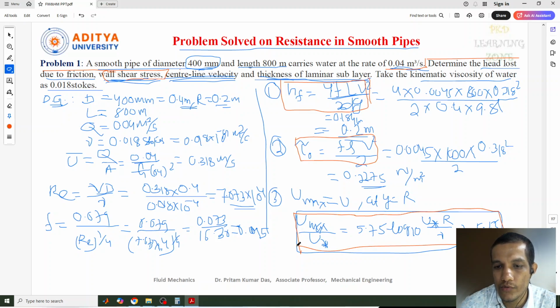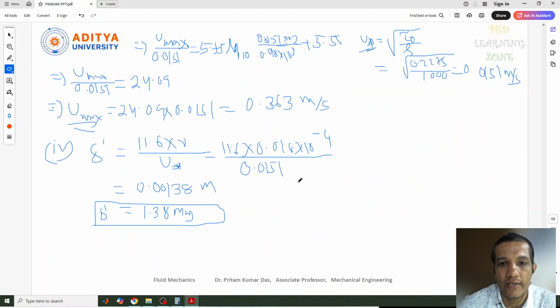This formula is used for the smooth pipe. When the flow is in a smooth pipe, this formula is used. And the center line velocity, because we know that in a pipe the maximum velocity we can get is at the center, as I already discussed previously. Our velocity profile will be like this, so maximum velocity we get at the center line. That's why center line velocity is asked. We need to use this formula to find it out. Now u star is there, and the value was not given, so by using the u star formula, we can calculate it.